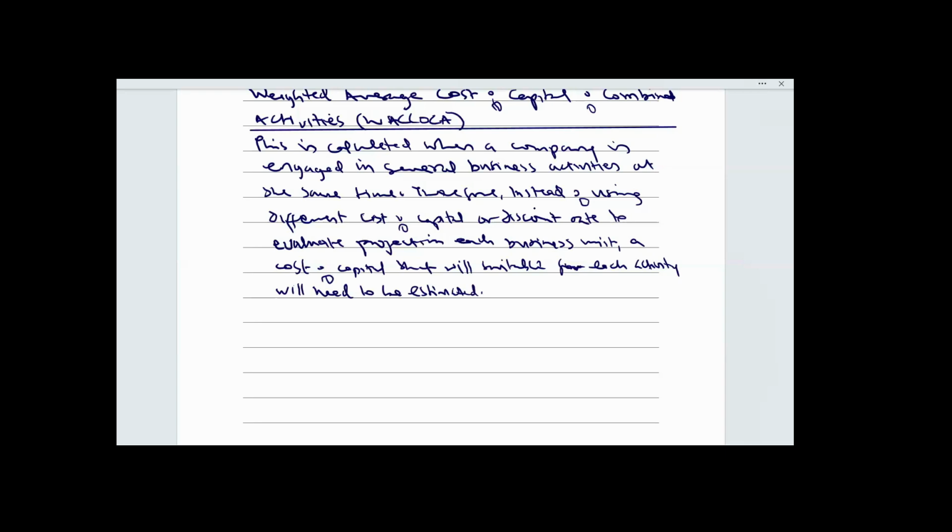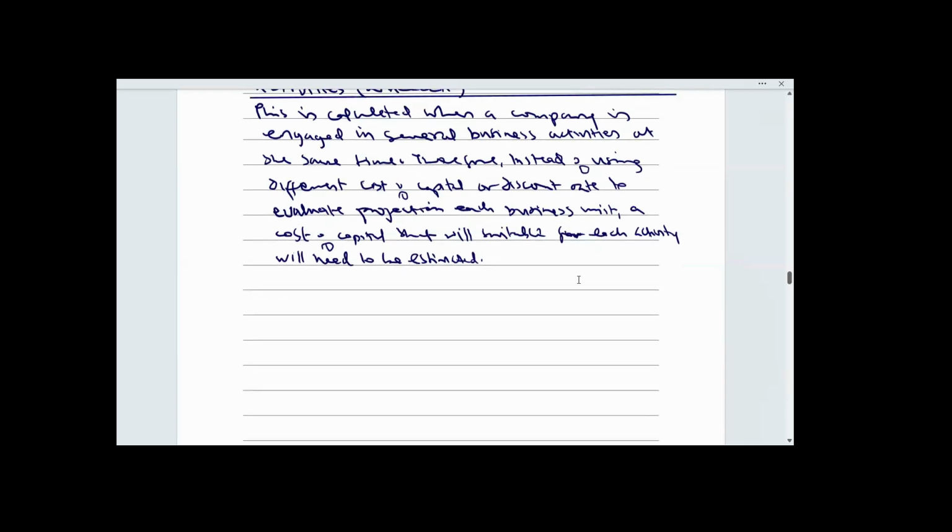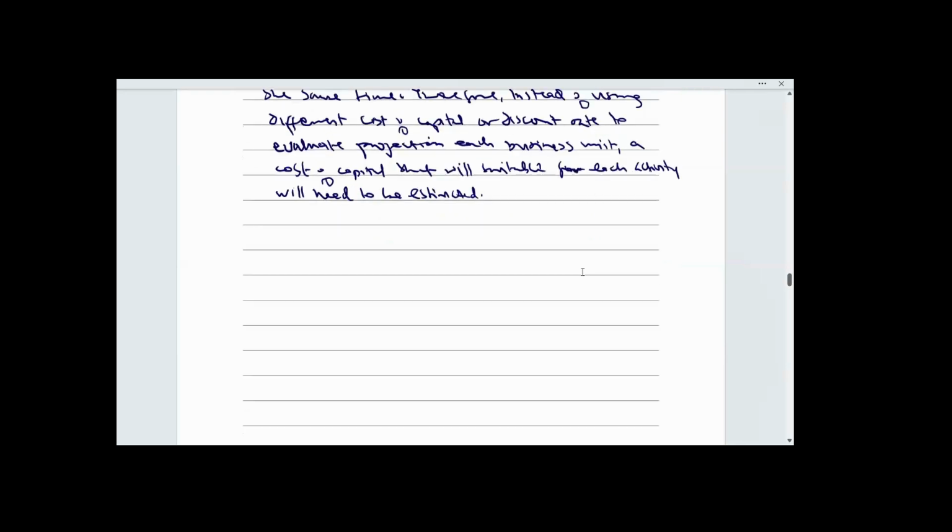All right. So that's the essence of weighted average cost of capital of the combined activities. To calculate WACOCA, there are 7 procedures you are expected to carry out. Let me quickly give you so that we can move faster. Procedures or steps involved in calculating WACOCA. Like I said, there are 7 procedures.